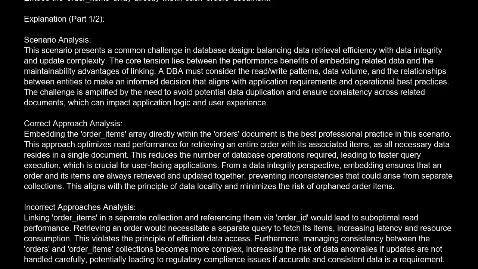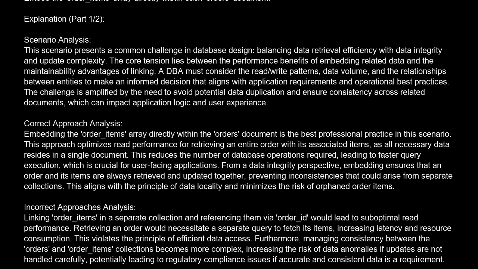The correct answer is A. Embed the order items array directly within each order's document. Explanation. Scenario analysis. This scenario presents a common challenge in database design, balancing data retrieval efficiency with data integrity and update complexity. The core tension lies between the performance benefits of embedding related data and the maintainability advantages of linking.